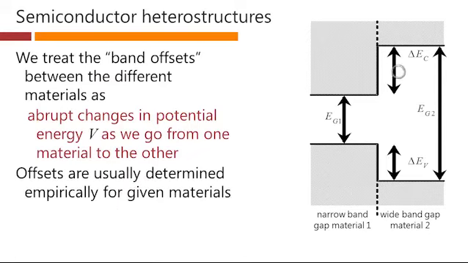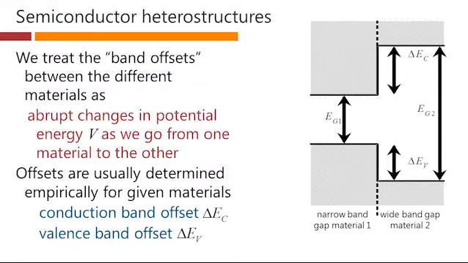These particular jumps in the position of the edge of the conduction band and the position of the edge of the valence band are called band offsets. So here's the conduction band offset, delta EC, and the valence band offset, delta EV. And in practice, these are usually determined empirically. We do measurements to deduce what these numbers are. It's possible in principle to predict them theoretically, but that's quite a difficult calculation, and it's particularly difficult to make those calculations very accurate.